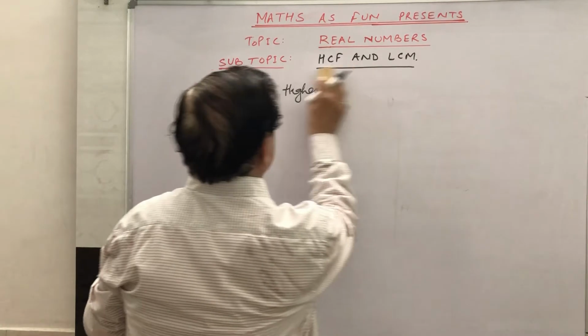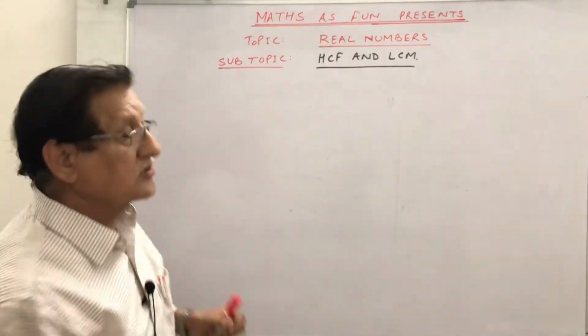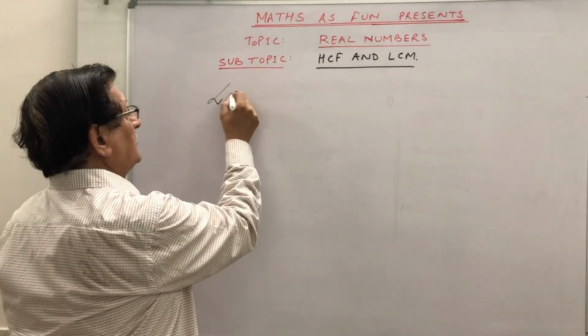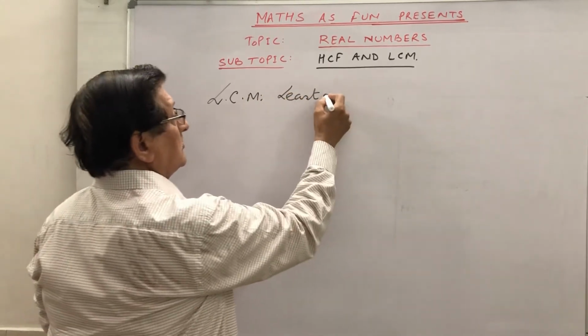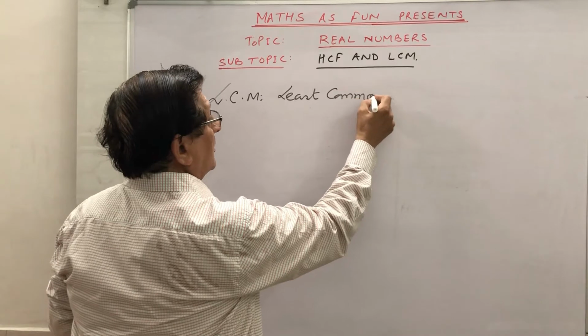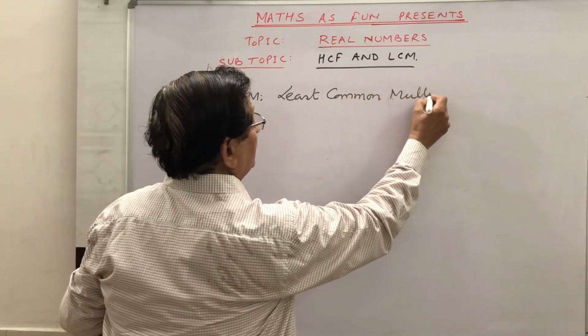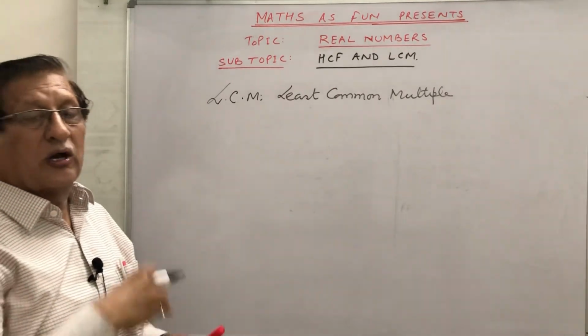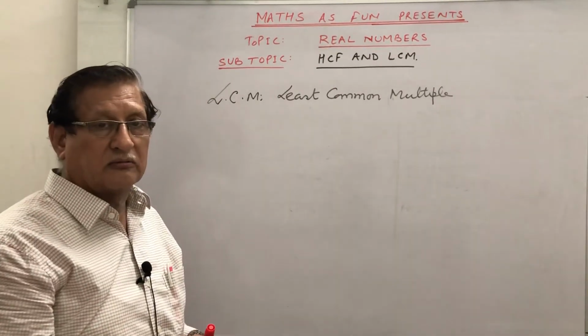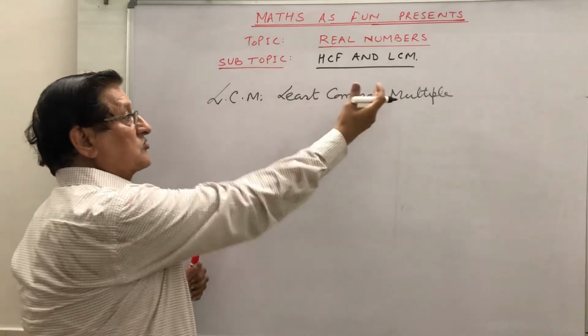LCM means least common multiple. LCM is least common multiple. See the difference. There that was highest common divisor or highest common factor. Here it is least common multiple.